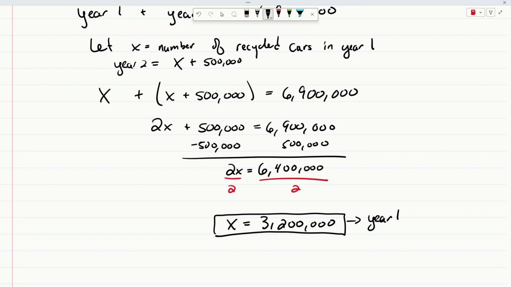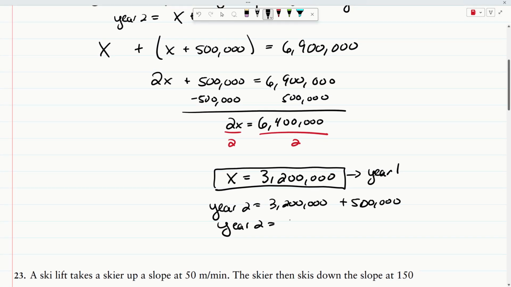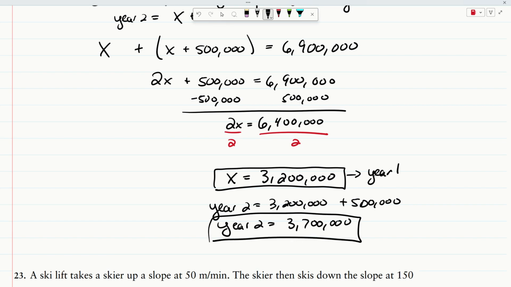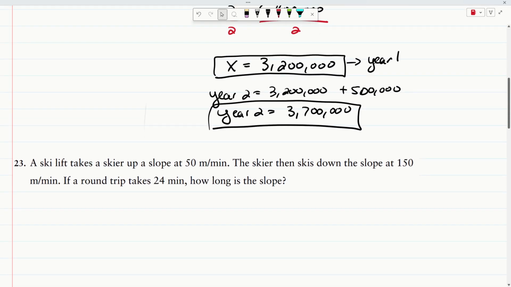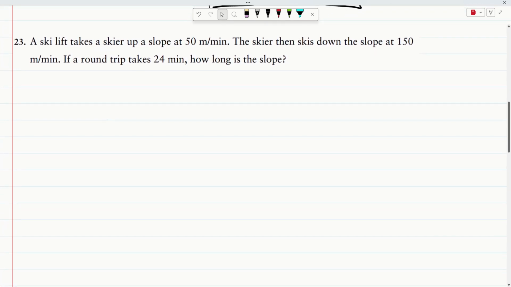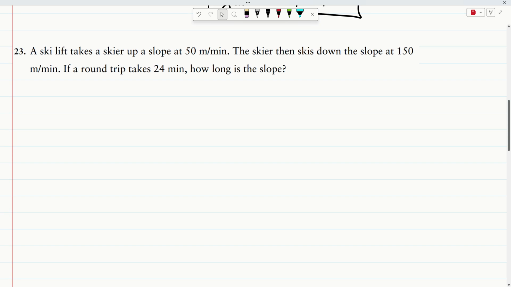Okay, we still need year 2. Well, year 2 is going to be the amount of year 1 plus the 500,000. So year 2 equals 3,700,000. And here are our 2 answers right there. All right, now the next problem deals with a ski lift.